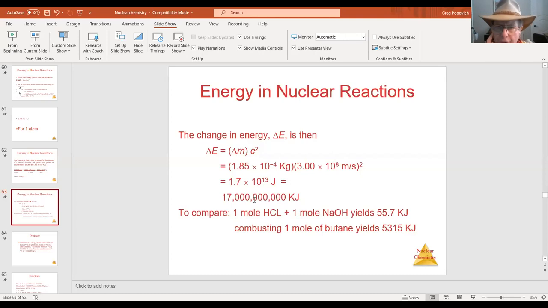In comparison, if I mix 1 mole of HCl with 1 mole of NaOH, I get 55.7 kilojoules. If I combust 1 mole of butane, that yields 5,315 kilojoules. So we are talking an astronomical advance.